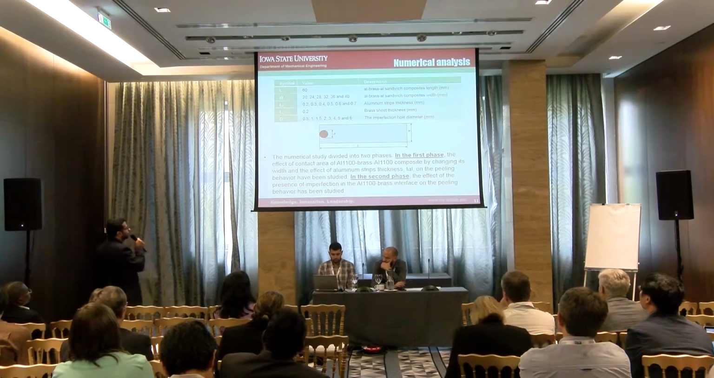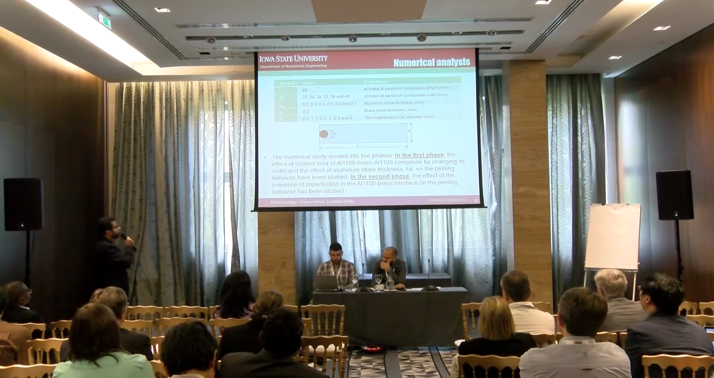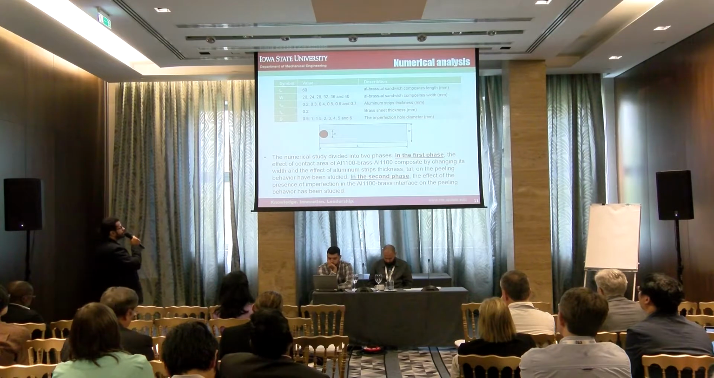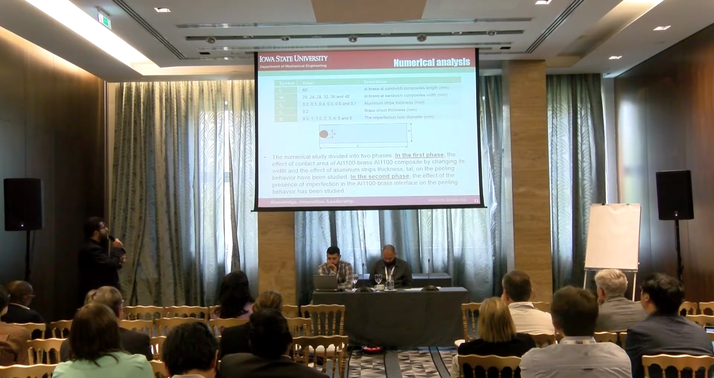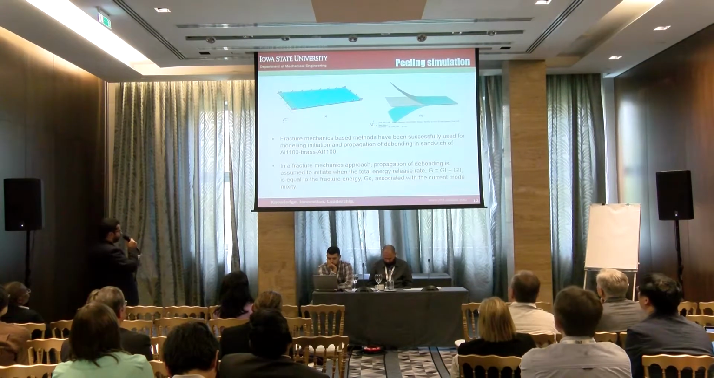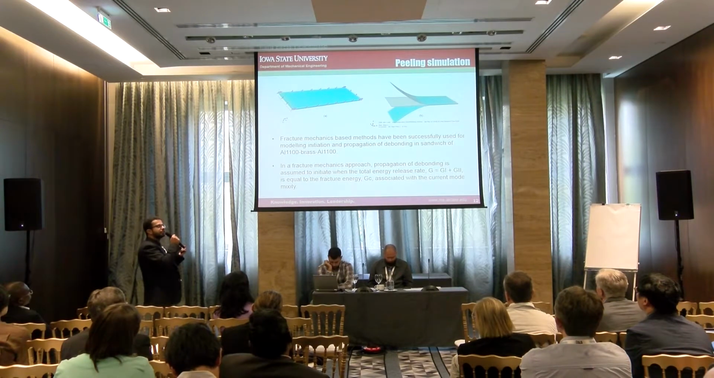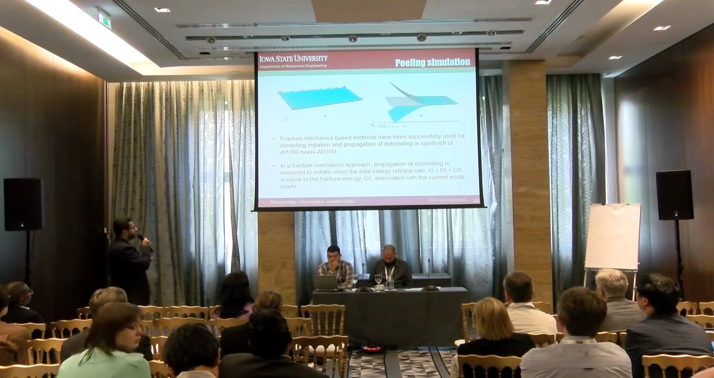So, the numerical study was divided into phases. The first one, we studied the effect of the contact area at the interface. Then we changed the thickness of the aluminum, since we have two skin aluminum layers. Then finally we studied the effect of the presence of the imperfection at the aluminum-brass interface on the peeling behavior. Here is just some of the peeling simulation that has been used, based on basic fracture mechanics. I believe they used the VCCT and node surface theory for this kind of simulation.